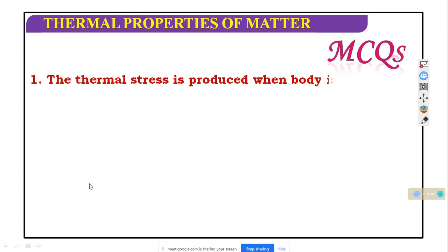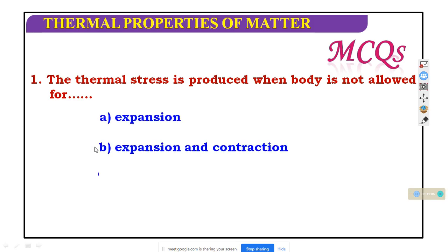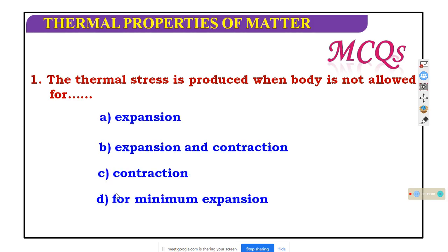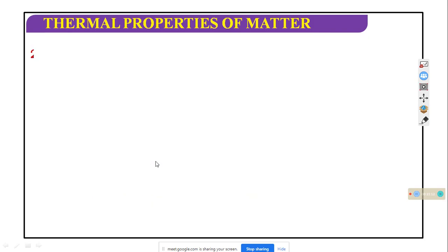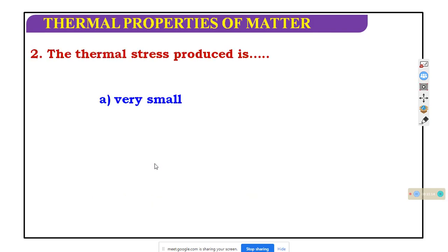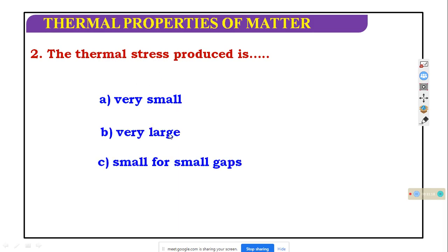MCQ. Thermal stress is produced when the body is not allowed to expand or contract. Second one: the thermal stress produced is very small for a small gap and very large for a big gap. It will be small, very large.